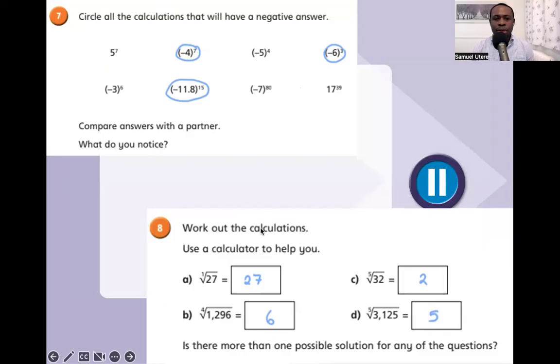Next, you were asked to work out the calculations using your calculator to help you. So 27, you have the roots to the 1, 27 will be 27. Okay, so you're beginning to see how the powers and the roots work. This one, you can use your calculator to do. Of course, we can have more than one possible solution, but we won't explore that now.